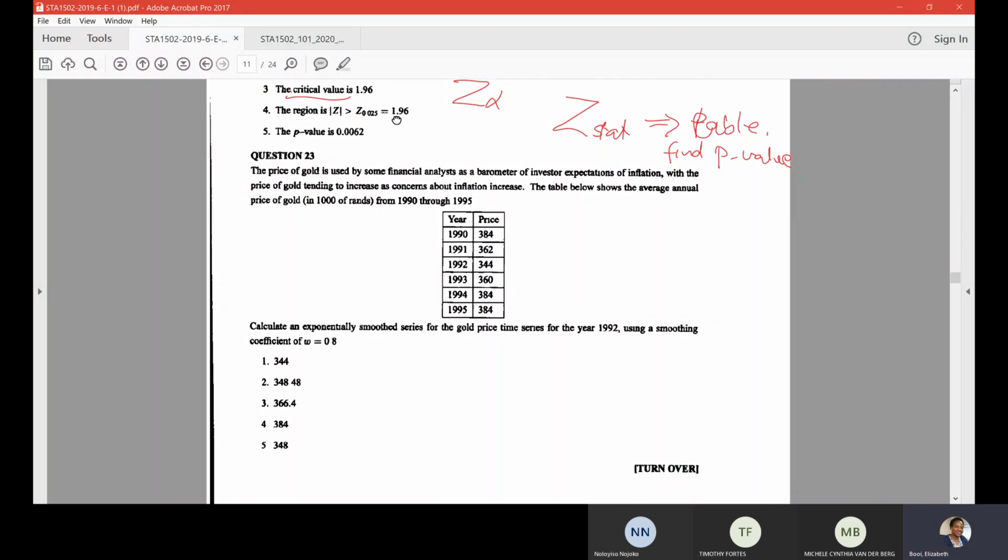Question 23, in the last 5 minutes that are left, which is the third last question. This is, remember, time series. So here they're asking you if we are using the smooth time series. We did this the last time in class as well. And the weighting is 0.8. What will be for 1992, which is this? We did this in class.